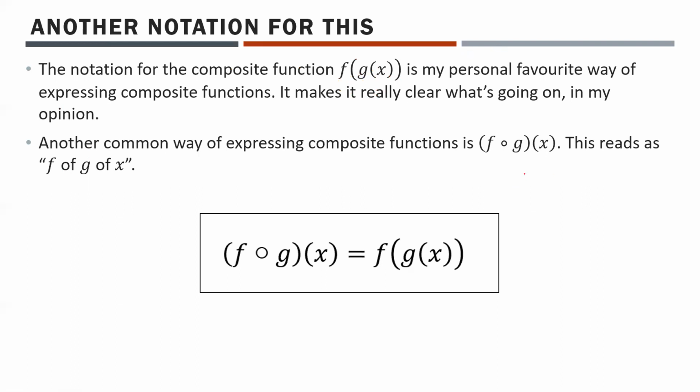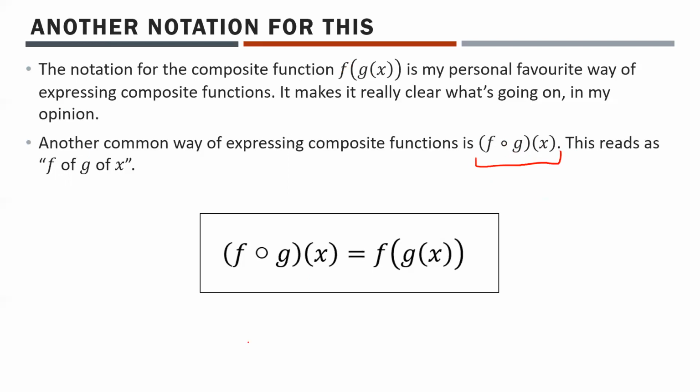But another common way of expressing composite functions is this right here. f and then like a little open circle, g of x. How you read this is it's f of g of x, okay? When you read it like that, that's kind of like what I've already been saying, f of g of x. So it is the same thing, but just keep that in mind. This open circle here means you're doing a composite function.